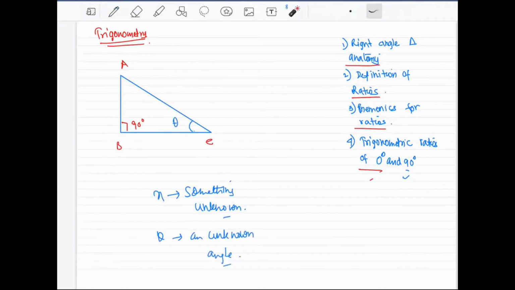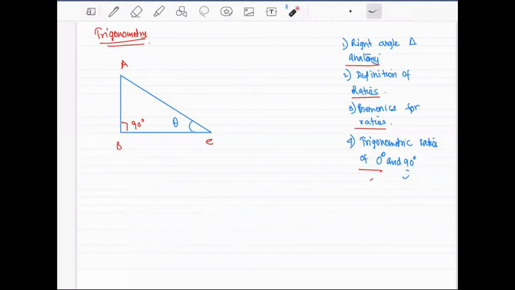So in that sense, X and theta are similar. You just have to consider that theta is an unknown angle. Theta can be any value. We're just putting in theta there because we don't know the value of the angle in this one.